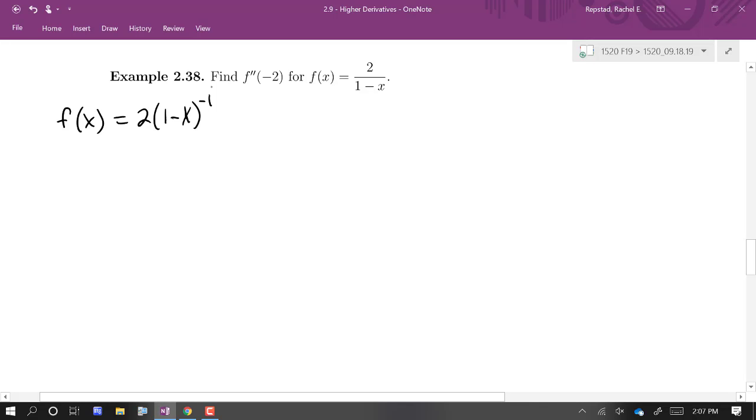Now, if you didn't see that and you went ahead and used the quotient rule, go for it. You'll spend maybe 2 more minutes on it. It's not going to be a huge deal.